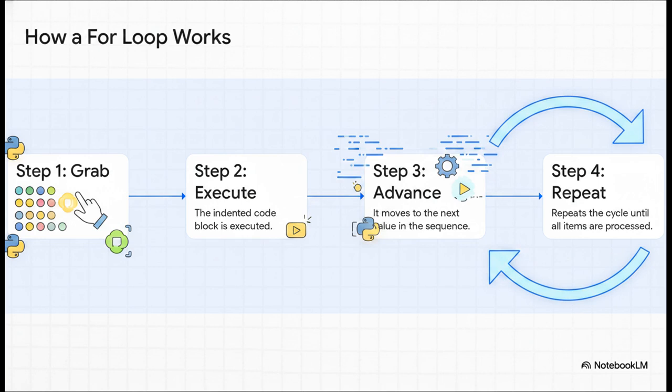First, it grabs the very first item on the list. Second, it runs whatever code you told it to run. Third, it says, okay, next, and moves to the second item. And fourth, it just repeats that process over and over until it runs out of items. That simple cycle is the engine driving the whole thing.